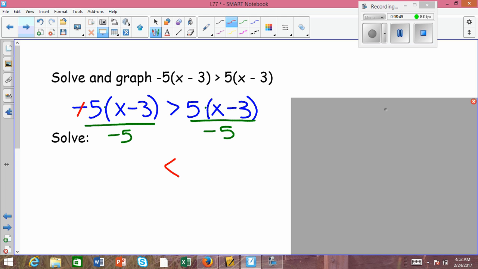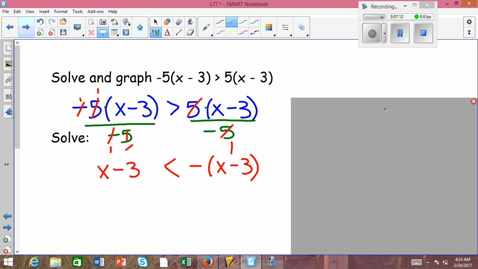Over here, your negatives cancel, turn into 1s. Your 5s cancel, turn into 1s. And over here, your 5s cancel and turn into 1s. You're left with your negative. So now we have x minus 3 is less than negative, x minus 3.